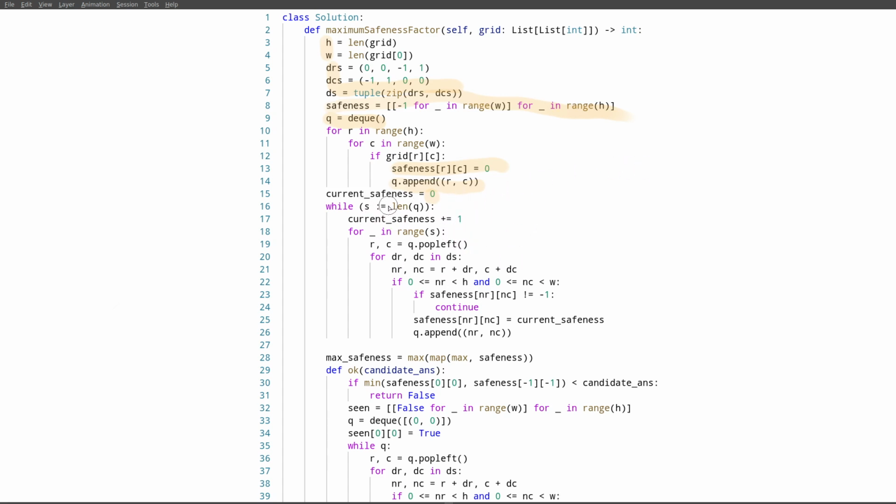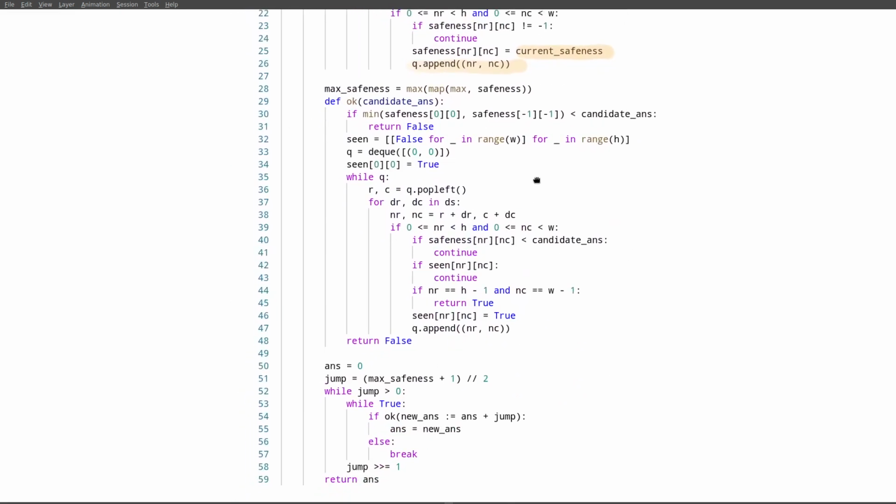So we remember how many nodes are currently on the queue, because they will have the same answer. They consist of one layer of nodes, so they will have the same safeness. We go through all of them. We go through their neighbors. And now, if that neighbor was not visited yet, we mark their safeness and we add them to the queue. So that will simply transform our grid from the original grid to the grid where every cell knows its safeness.